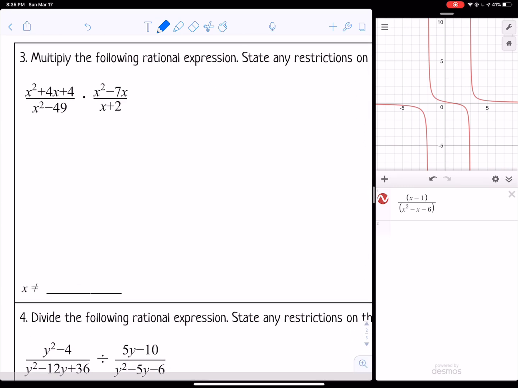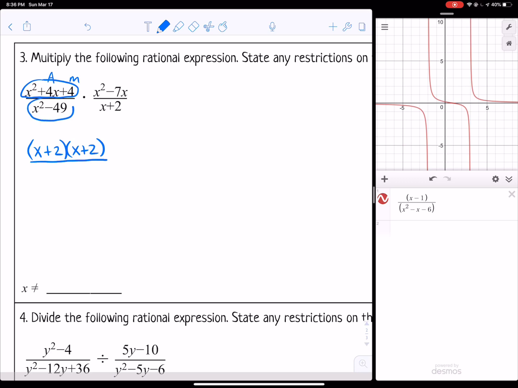So number 3 is a multiplying problem. It's just a little bit bigger than the simplifying one. You just have 2 fractions instead of 1. So I'm going to start by factoring everything out. So my first numerator, I have to figure out what will multiply to be 4 and add up to 4. So that's x plus 2, x plus 2.